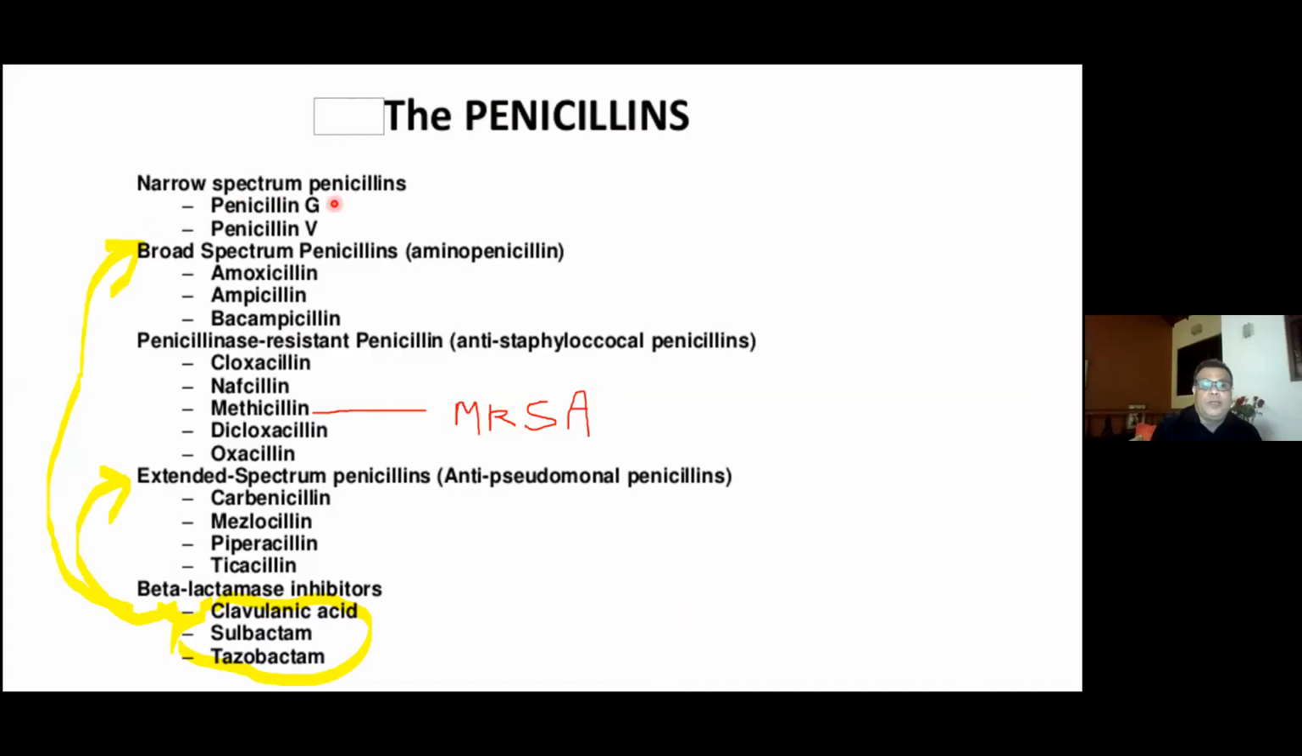The narrow spectrum, these are the first invented antibiotics, penicillin G and V, and later with advancement, they developed and broadened the spectrum, producing broad spectrum penicillins. Chemically, structurally, they have added the amino part, and they are called aminopenicillins. Typical examples are amoxicillin, ampicillin, and bacampicillin.